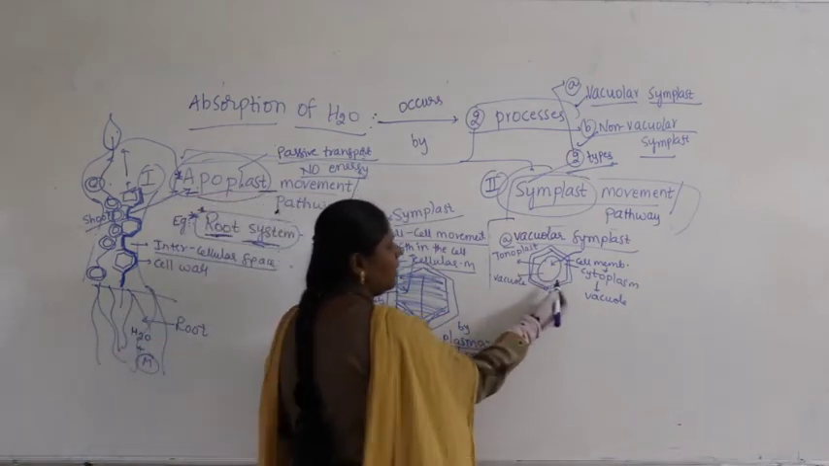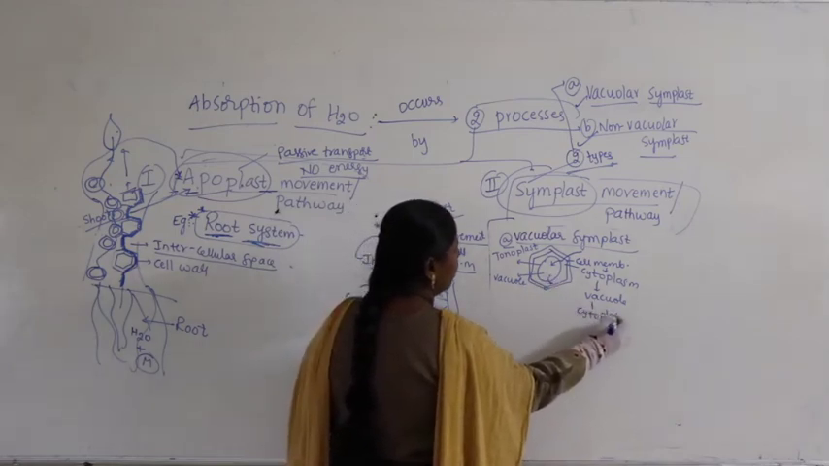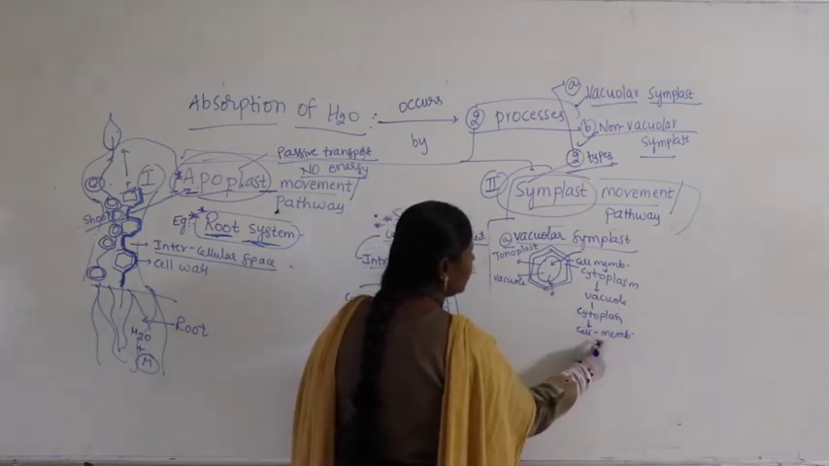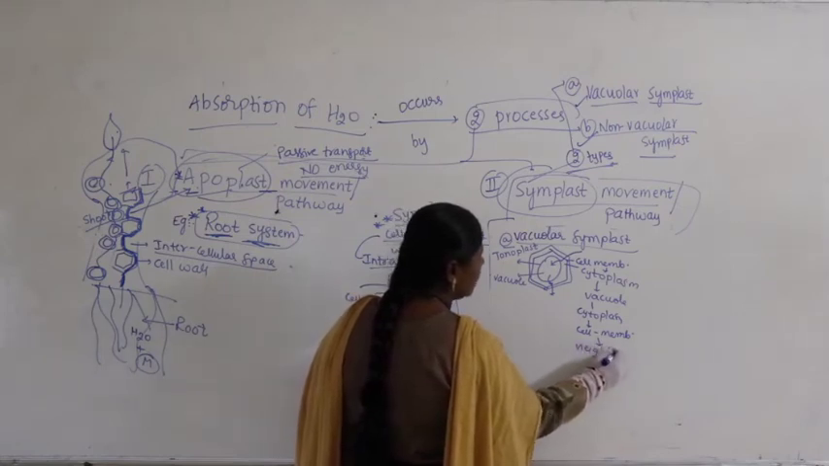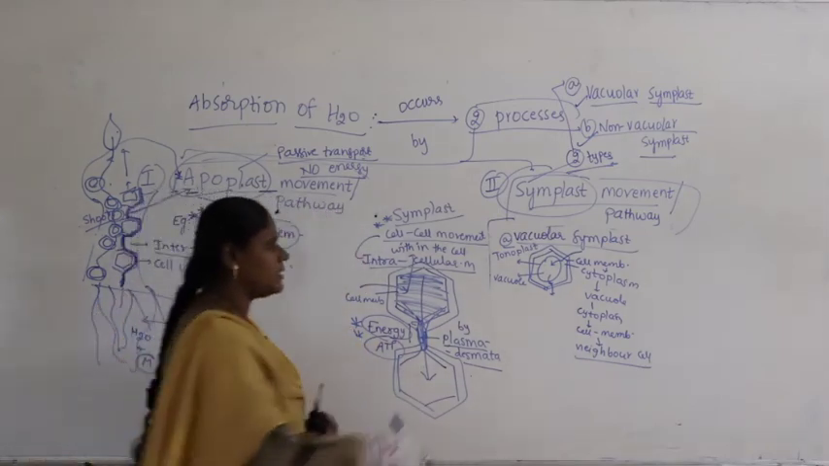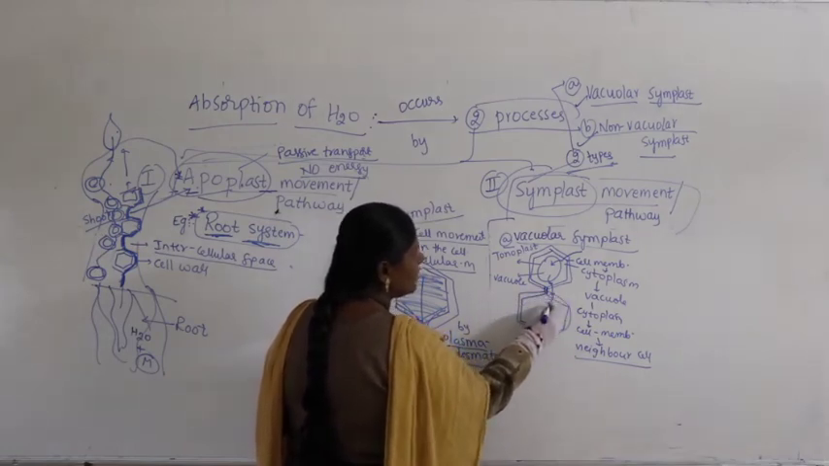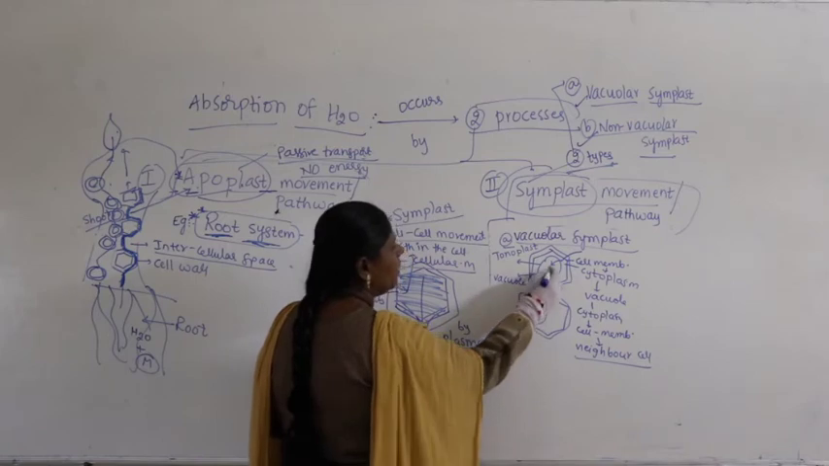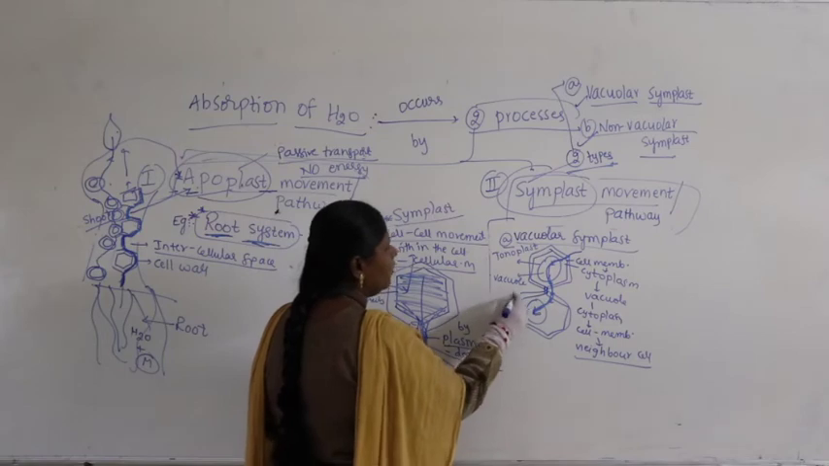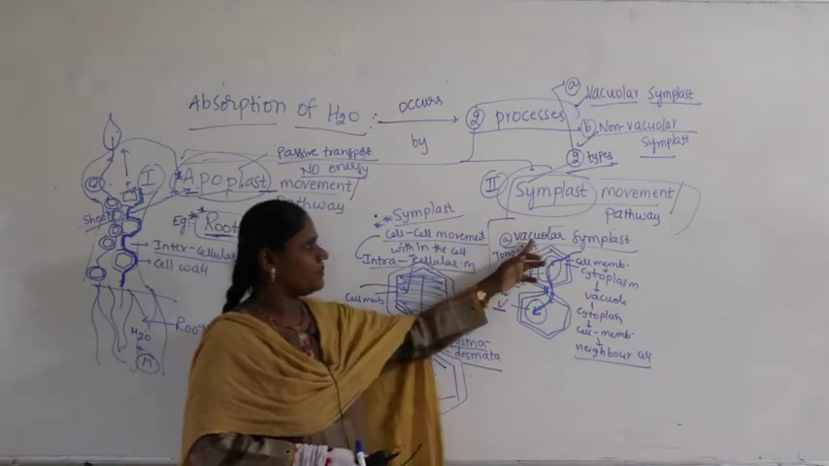Then again, what happens here? From the tonoplast it again comes back to the cytoplasm. Again it crosses the cell membrane and enters into the next neighbor cell. When it has entered the next neighbor cell, again it enters across the cell membrane into the vacuole. So it is vacuole to vacuole movement. That's why it's called vacuolar symplast.